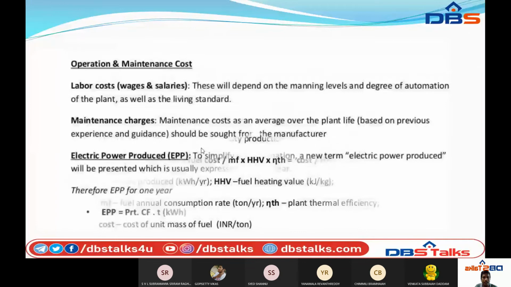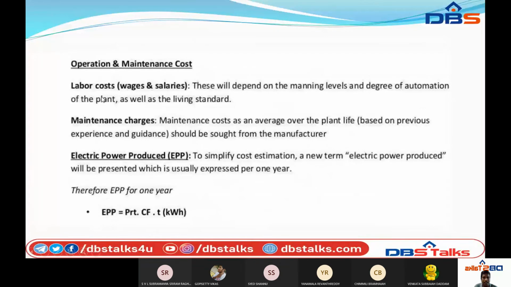After that, operation and maintenance costs. Operation or maintenance costs include labor cost. Labor costs are nothing but wages and salaries, giving wages and salaries to labor, and electricity power produced, EPP. First of all, coming to wages and salaries, these depend on the manning levels and degree of automation of the plant. That means we are paying the salaries of those who are working in the power plant, and maintenance charges are the average over the plant life.